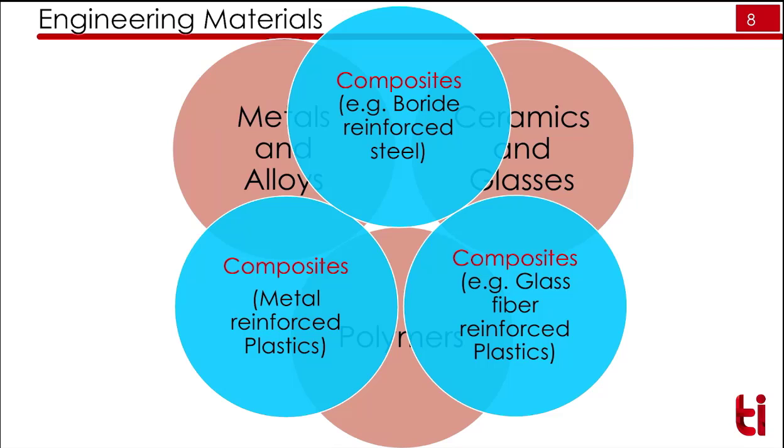So you can learn one thing here, that if you mix two different materials such as metals, ceramics and polymers, we will get a composite. So the definition of a composite is a mixture of two different materials.